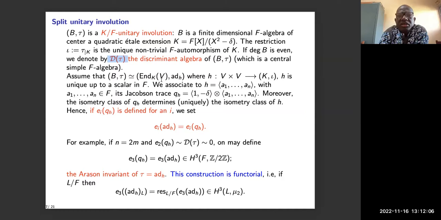So we can represent (D, τ) in this form, as the endomorphisms of a vector space V, with ad_h the adjoint involution of h. And we can always associate with h a quadratic form called the Jacobson trace form. This trace form determines uniquely the isometry class of h. That means h is isotropic or hyperbolic if and only if q_h is isotropic or hyperbolic. And in this split case, we can define e_i of ad_h to be just the Arason invariant of q_h.